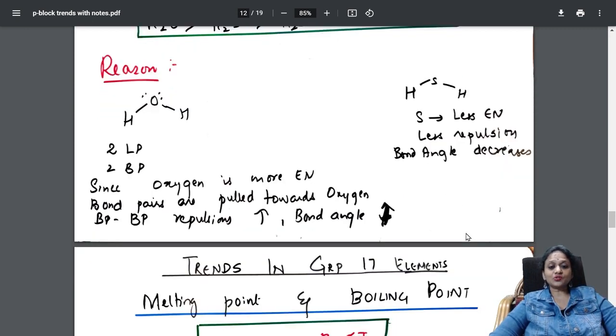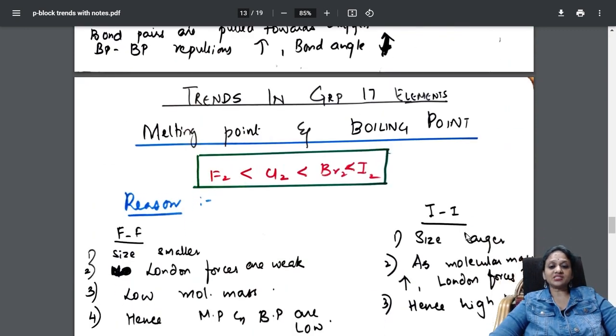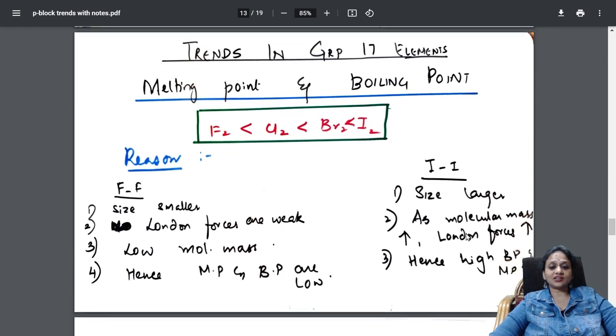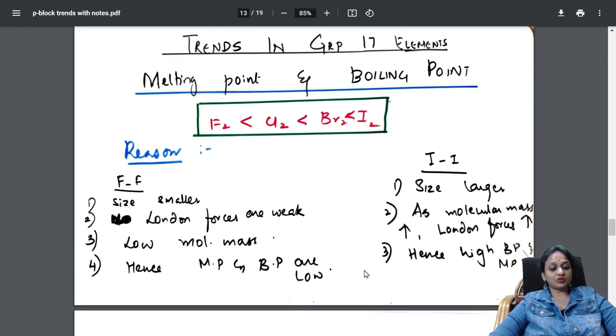Now slowly let's go into the trends of group 17. All right. So group 17, melting and boiling point. Why fluorine melting point is less compared to iodine? Reasons are mentioned here, both the cases.